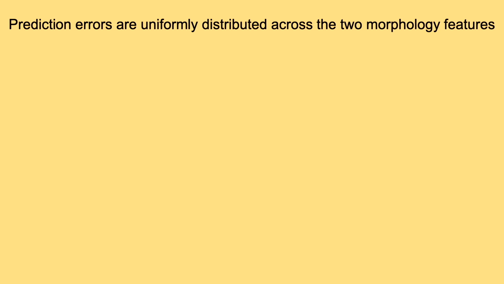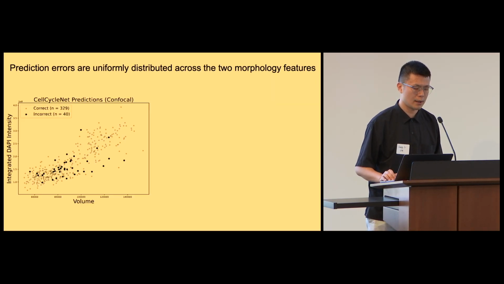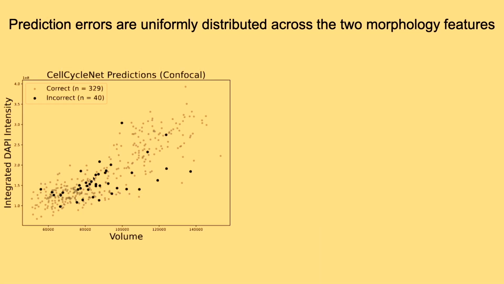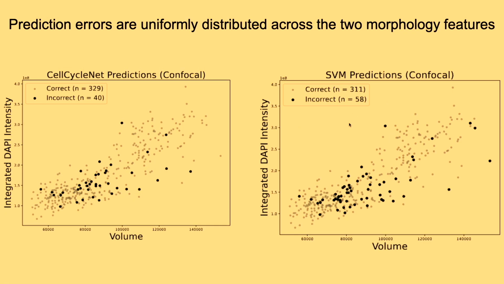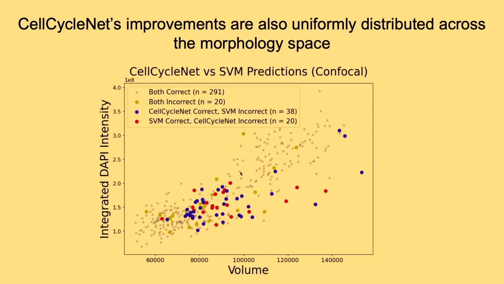Next, we investigate whether our prediction errors are uniformly distributed across those two morphologic features. Here is the same scatter plot, but colored by whether the cell cycle net is making correct versus incorrect predictions. As we can tell, those black dots are uniformly distributed in this 2D space. Similar trends are observed in the SVM predictions. When we compare the predictions of cell cycle net versus SVM, the blue dots are the ones where cell cycle net makes correct predictions and SVM makes incorrect predictions. This improvement also seems to be uniformly distributed in this 2D space.